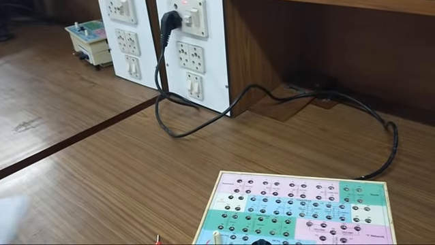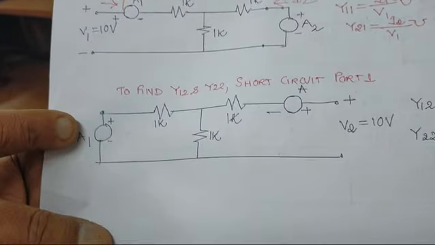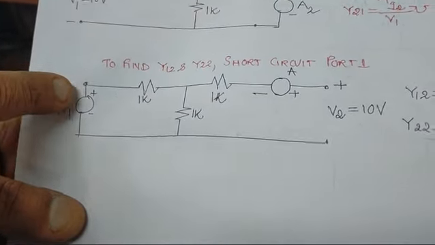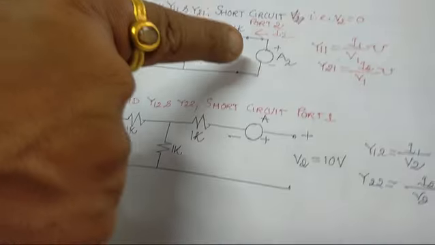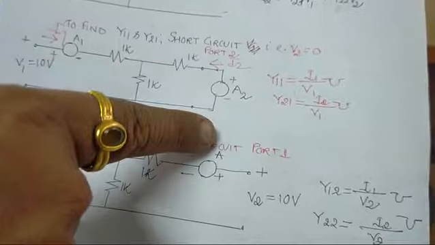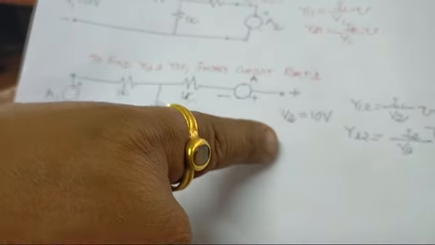Next one. Now, we have to short circuit port 1. See, port 1 I have short circuited. So, this port 1 current we will measure with the help of the ammeter. Now, in the earlier experiment, we considered port 2 short circuited. Now, port 1 is short circuited. So, the input of 10 volt is given to port number 2.